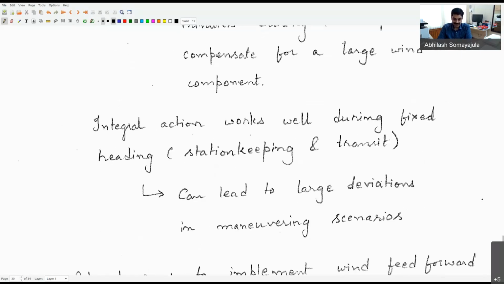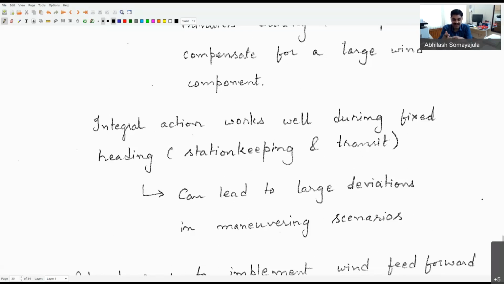Now, the integral action typically works well when we are looking at a fixed heading or a station keeping problem or a transit problem where the heading angle has to be kept constant. But if I'm looking at problems where my course is changing quite a bit, and let's say that my heading angle has to undergo a big change, then this integrator term can cause a lot of problems. This integrator basically can accumulate error over time and really become a large value. And that is what is called integral windup.